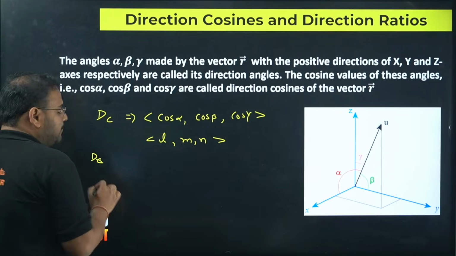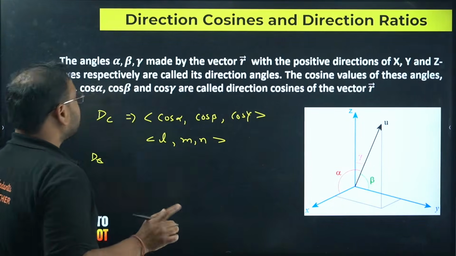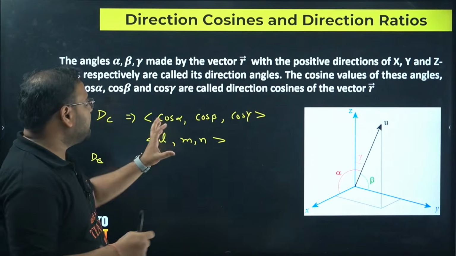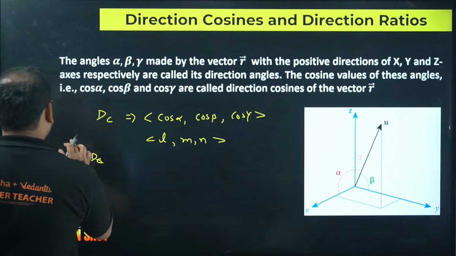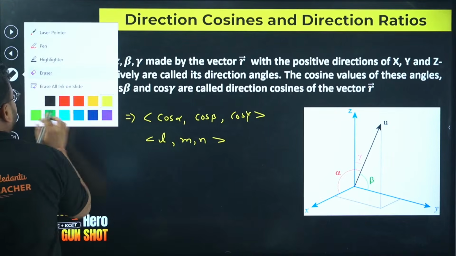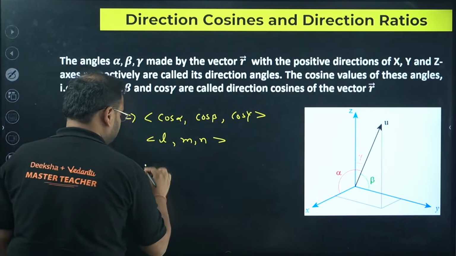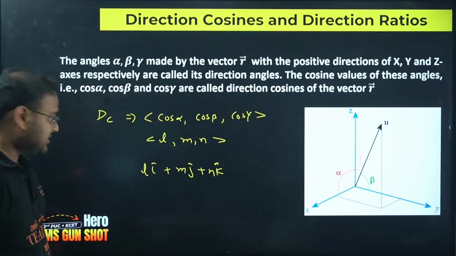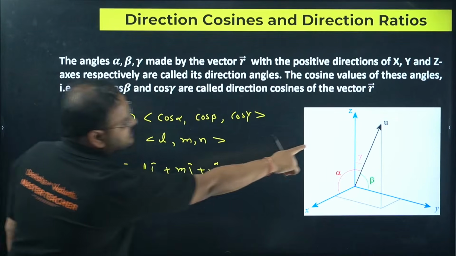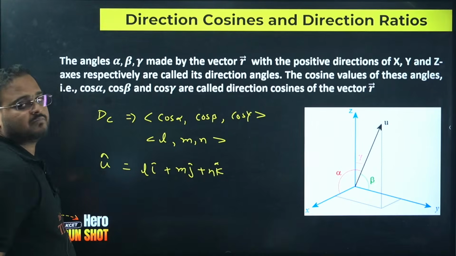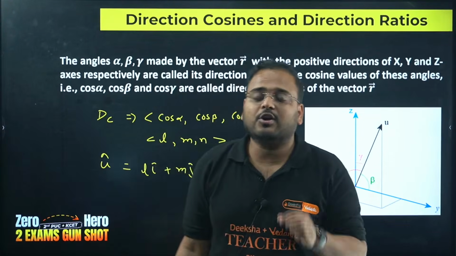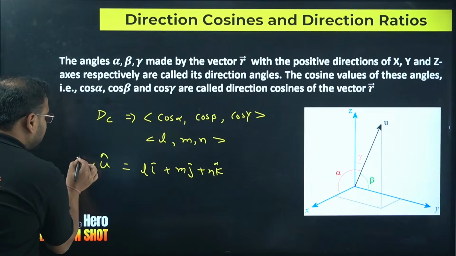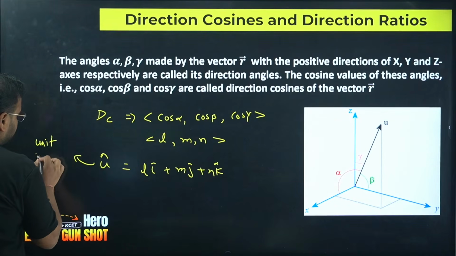When I talk about DRs, then things change. There will be a constant multiplier to these numbers. If you forget about DR right now, and I ask you to write a vector using these DCs, then you can write Li cap, Mj cap and Nk cap. In this case, it will represent u cap. Means if you write the vector using the components along the x, y, z axes obtained from direction cosines, it represents a unit vector.